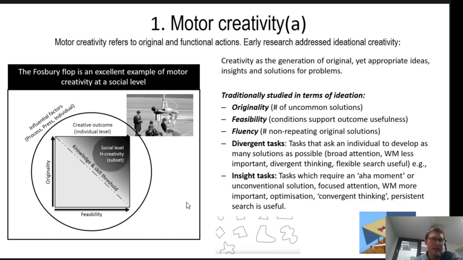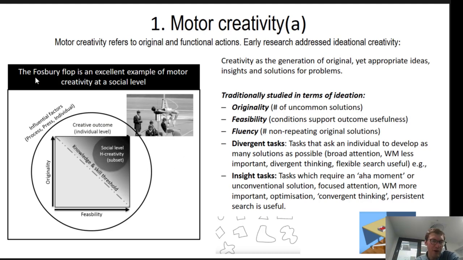What I've got on the figure here is an example of a particularly creative motor behavior. The point is that, in order to study ideationally based creativity, these ideas have been imported into sports science. They've started to be used to understand how people come up with new ways of moving that help them improve their performance or get some sort of performance advantage.